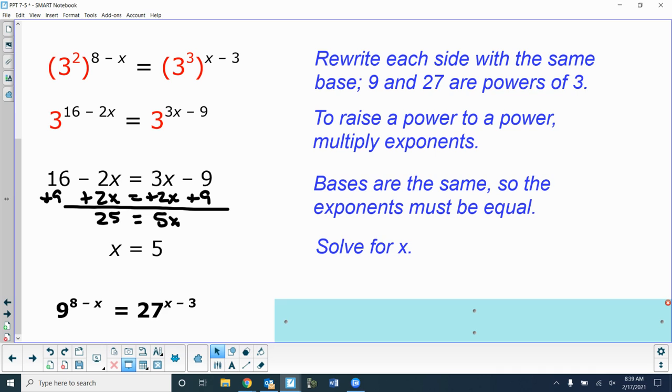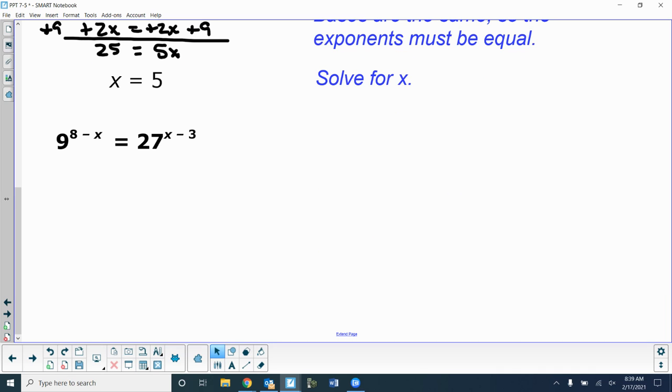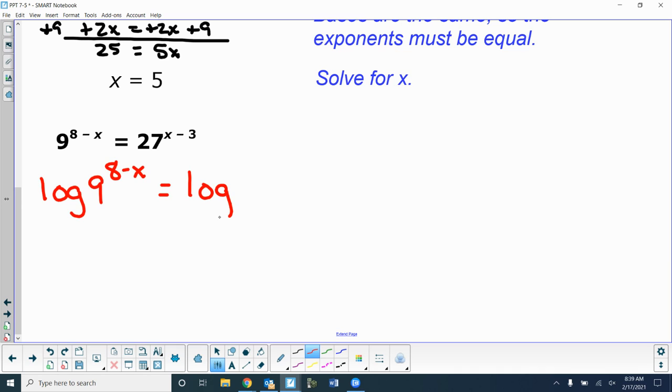Okay, the other way is to take the log of both sides. And just put log in front. So log of 9 to the 8 minus x equals log of 27 to the x minus 3.